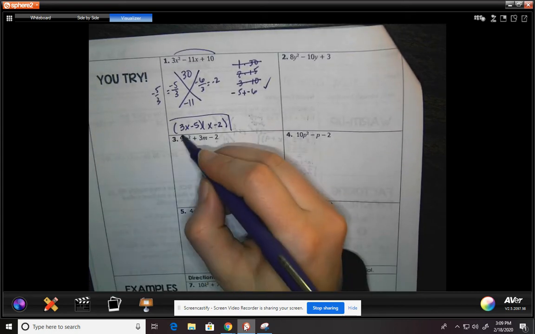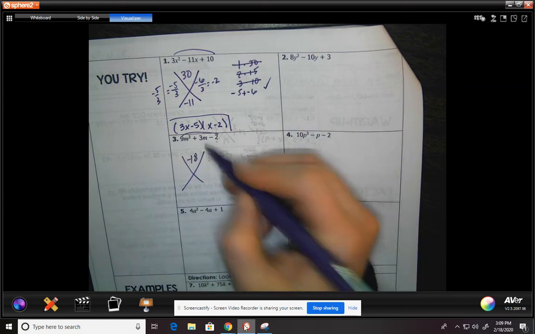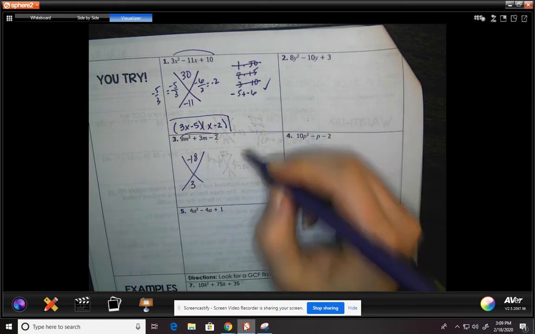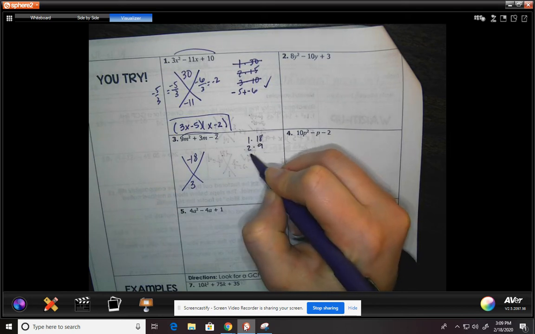Okay, 9m squared plus 3m minus 2, so 9 times negative 2, that would go to negative 18, top box, and then we put our sum in the middle, so 3. So 1 and 18, 2 and 9, 3 and 6, 4 no, 5 no, back at 6.